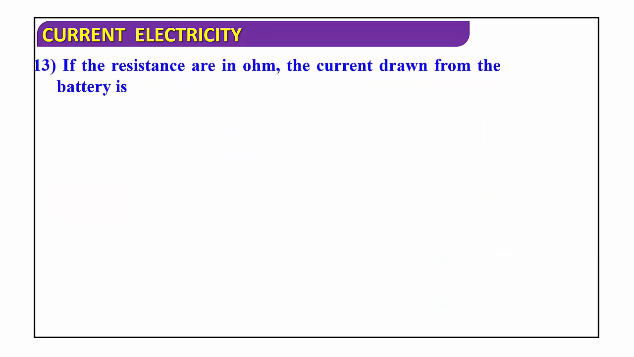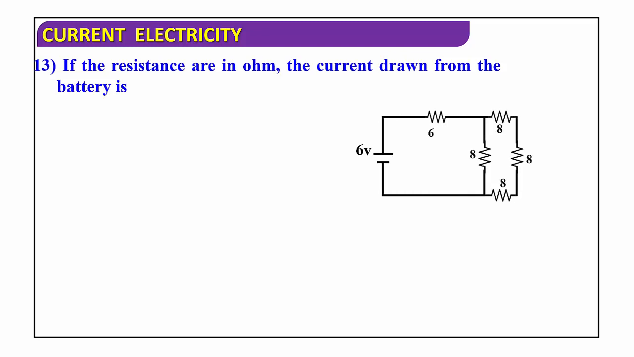Come to the 13th question. If resistances are in ohm, the current drawn from the battery is. They had given some resistances and their unit is ohm, and we have to find the current drawn from the battery, the value of I here. They had given again 4 options.